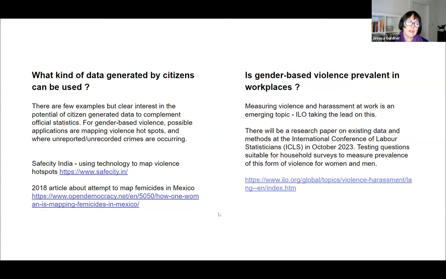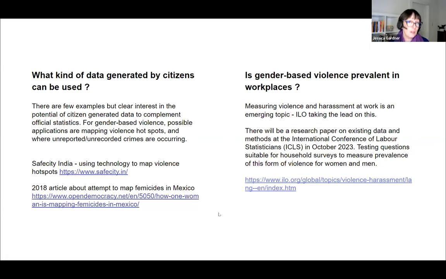We talked about different data sources yesterday, and the main data sources are administrative data and surveys, as will be discussed further today. But there are also emerging forms of data like citizen-generated data. Julie asked, what kinds of data can be used in this space? Very good question. It is a very new form of data that's increasingly gaining traction as a source of data that can complement official statistics.